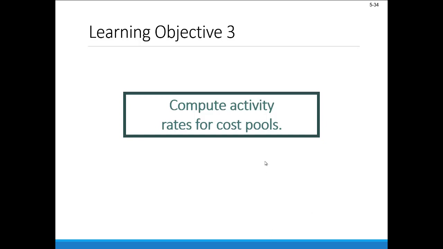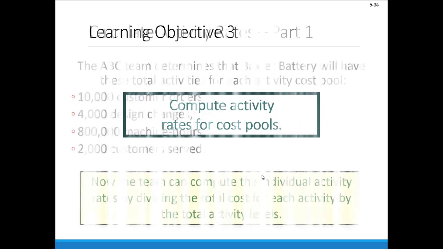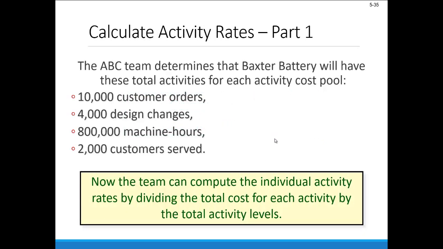So first up here was learning objective 3, which was to compute activity rates for those cost pools. So let's extend our Baxter battery example from the previous video and in your notes there. Let's assume that the ABC team determines that in Baxter battery, we'll have the following activity totals for each activity cost pool per year: 10,000 customer orders, 4,000 design changes, 800,000 machine hours of production, and 2,000 customers served.